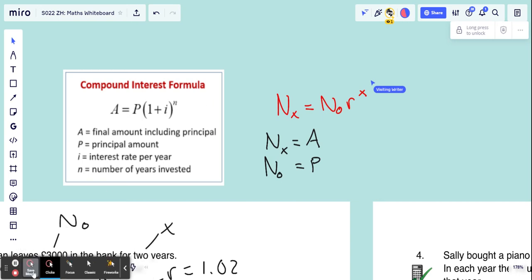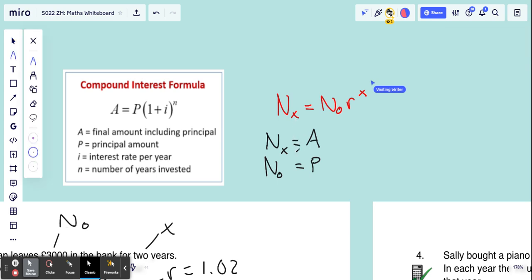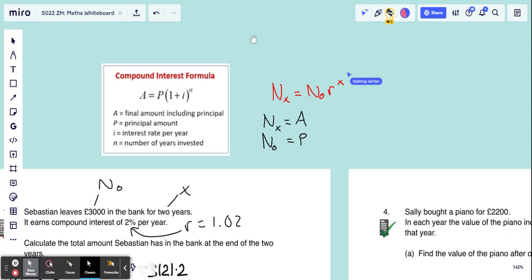Right. Okay, so I just want to explain that. We used a formula a moment ago, which is the version I came up with. I said N_x is the amount of whatever it is that we're looking at after x times that it has doubled or halved or whatever it's doing, depending on whether we're talking about growth or decay. N_0 is the amount it was at the start.